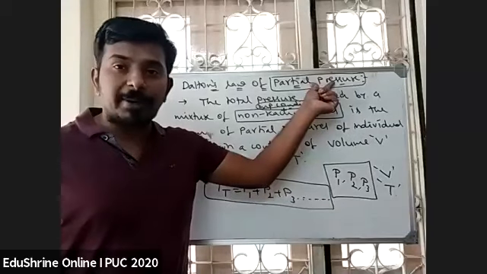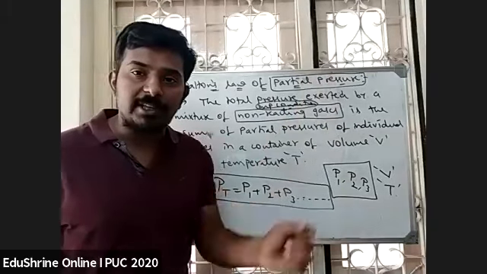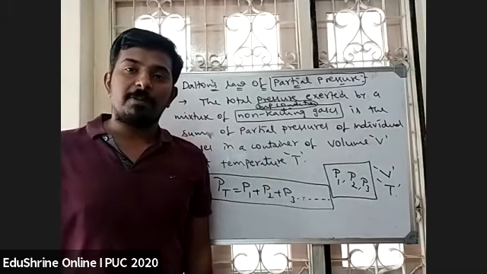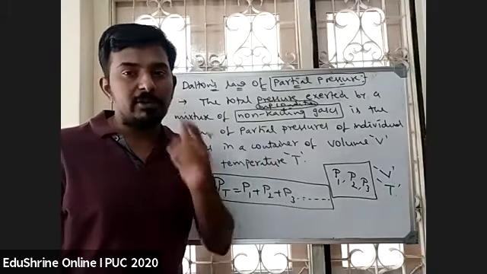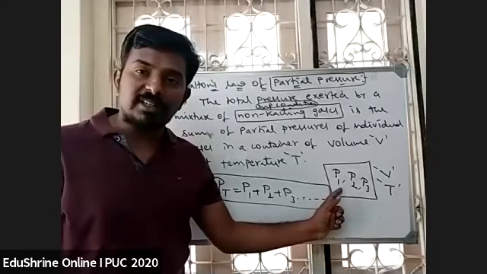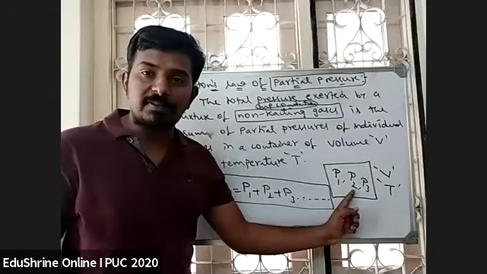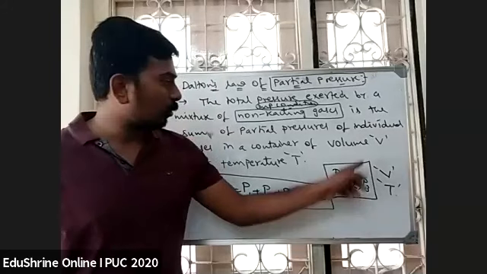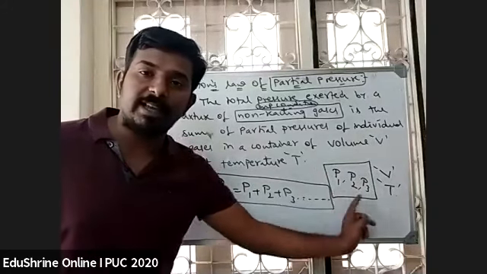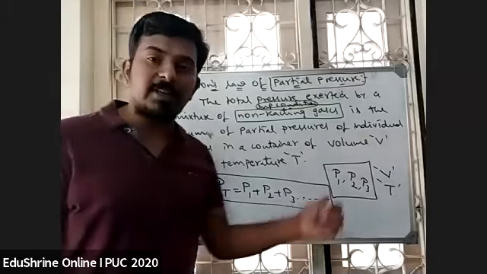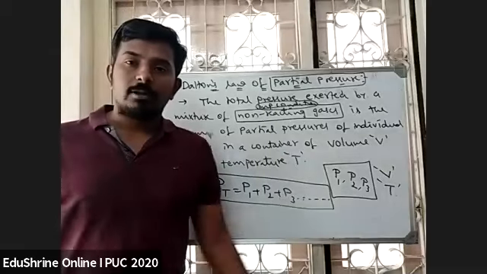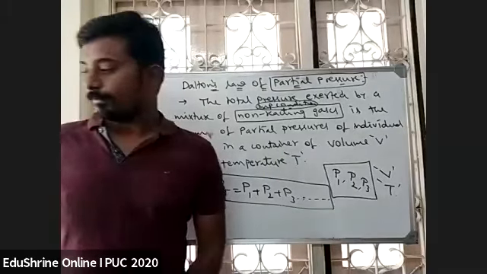Got it, students? First, what do you mean by partial pressure? Partial pressure means the pressure exerted by an individual gas. So the partial pressure of the first gas is P1, of the second gas is P2, and of the third gas is P3. The total pressure of all the gases is equal to the sum of the partial pressures. Got this definition, students? Any doubt in this?